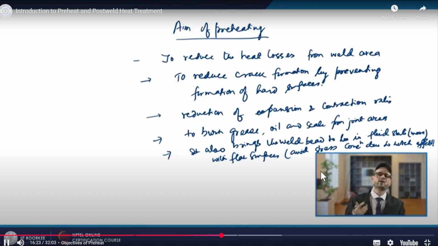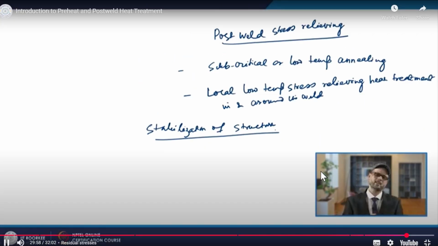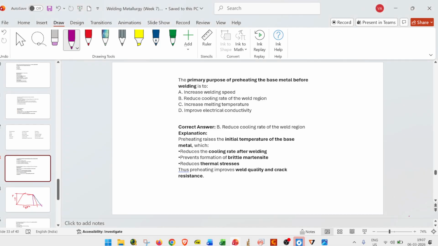Okay, why we have to provide the preheat treatment is to reduce the heat loss in the welding area, to reduce the crack formation and reduce the... Okay. Next we can see some of the problems.